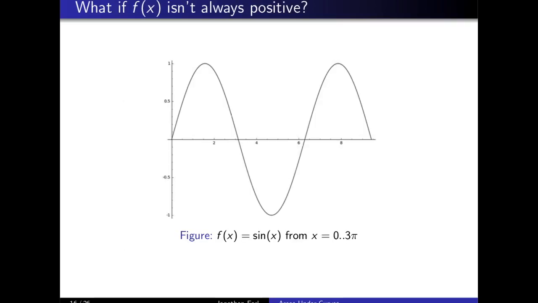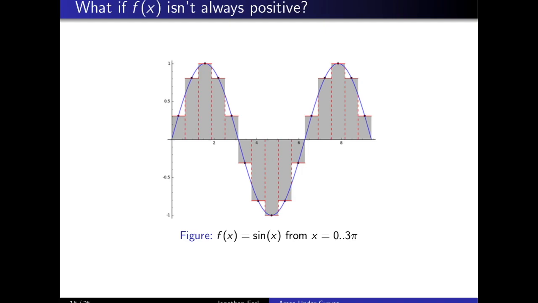Okay, so far we've assumed that our function is always positive, and now what we'd like to say is, what happens if we allow the function to take on negative values? Well, we could do the same kind of thing. We're just going to have to change one thing. And here it's going to be that we're going to allow rectangles to have negative height.